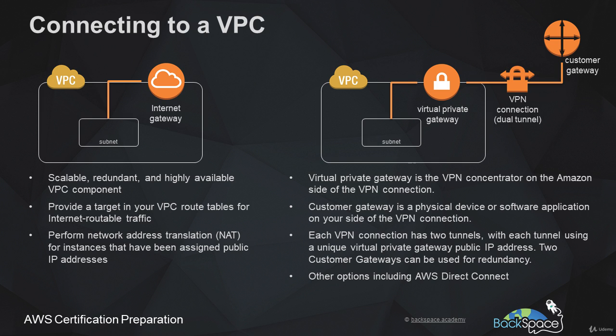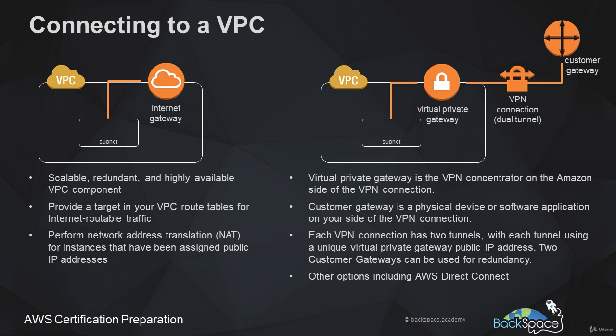The first way is through an internet gateway. An internet gateway is a scalable, redundant, and highly available VPC component. What that means is that when you look at an architecture that has an AWS internet gateway, it's not a single point of failure. So you don't have to create multiple gateways to have redundancy. It has redundancy built into it, so you don't have to worry about that. It provides a target in your VPC route tables for internet routable traffic. And it also performs network address translation for instances that have been assigned a public IP address, so it routes that traffic through to those instances.